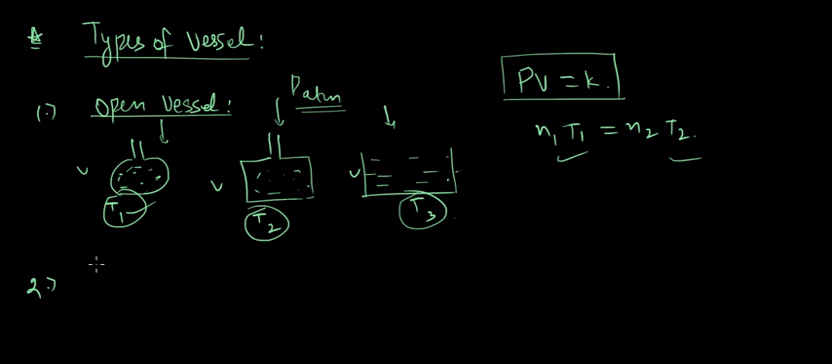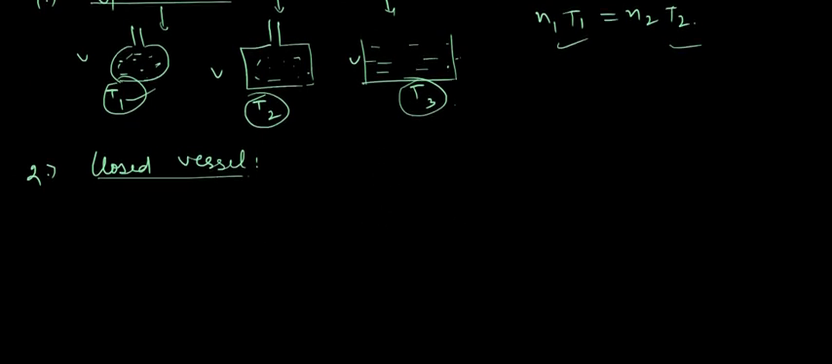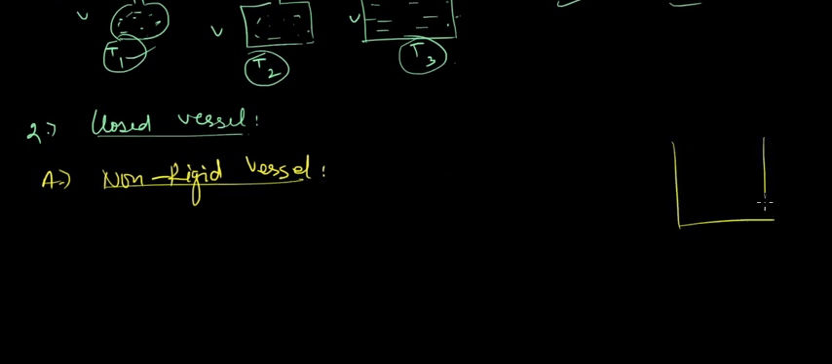Second, we can have closed vessel or closed system. So in closed vessel we can have situations like, first it can be a non-rigid vessel. An example of a non-rigid vessel can be something like this. Some gas molecules are there. These are not gas molecules, these are too big for a gas molecule. Yeah, some gas molecules are there, and we have applied some pressure on the top of it. We have some partition or some boundary.